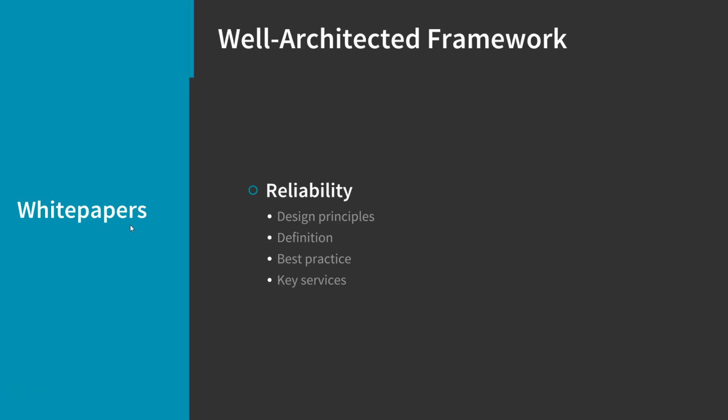The next pillar of the well-architected framework is performance efficiency. The performance efficiency pillar includes the ability to use computing resources efficiently to meet system requirements and to maintain that efficiency as demand changes and technologies evolve. There are a few design principles for the performance efficiency pillar, and the first is to democratize advanced technologies.